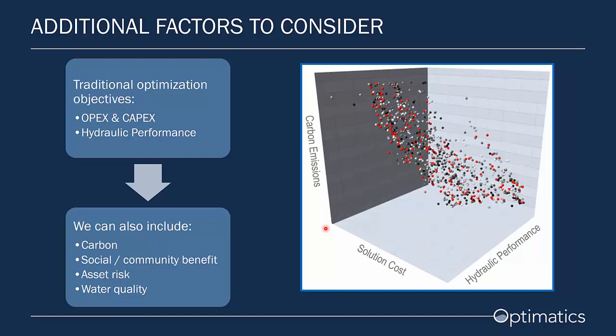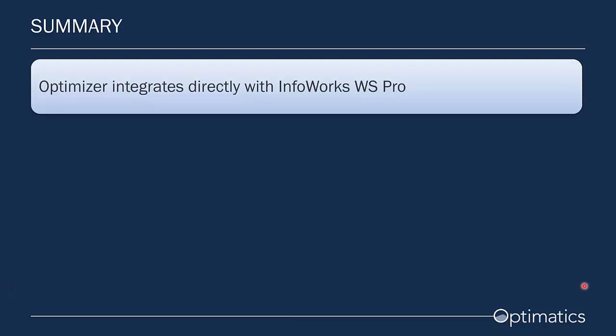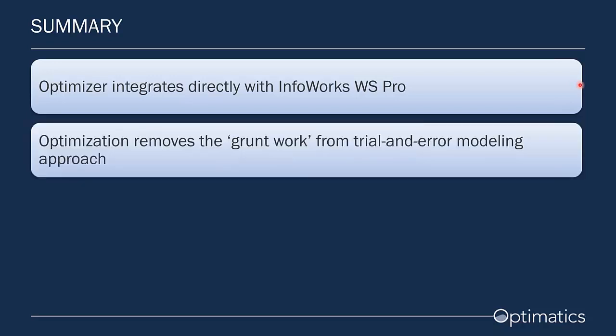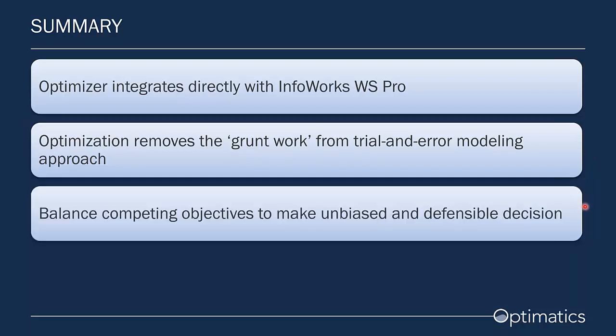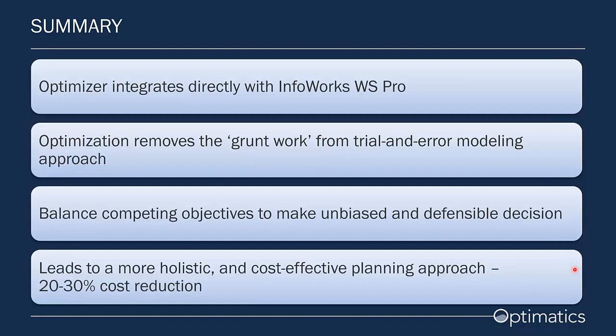So that brings me to the end of my presentation. I'm just going to give a quick summary here to tick off some of the key points. So as we've seen, Optimizer integrates directly with InfoWorks WS Pro. Optimization removes the grunt from the trial and error modelling approach. We're not removing the need for engineering judgment. We're not replacing engineers. It's just making that process more efficient. We're able to balance competing objectives to make unbiased and defensible decisions, which leads to a more holistic and cost-effective planning approach. As I mentioned, around 20 to 30% cost reduction on average across projects.